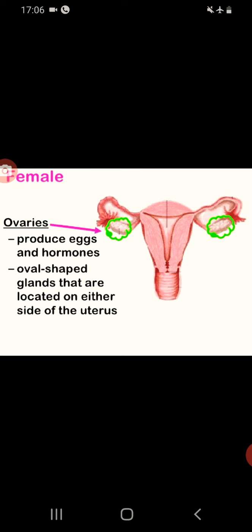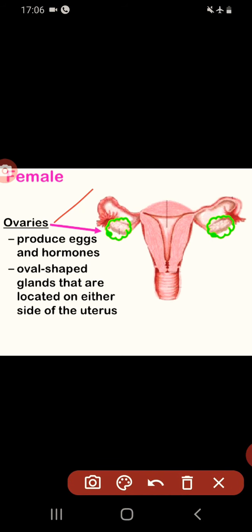So students, the first part is the ovary. These ovaries produce eggs and hormones. We know that the female sex hormones, that is estrogen and progesterone, are produced by the ovaries. Also they produce eggs. Ovaries are oval shaped glands which are located on either side of the uterus. This is the uterus, so on both sides of the uterus the ovaries are located.